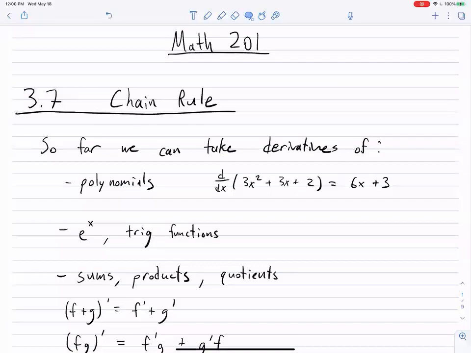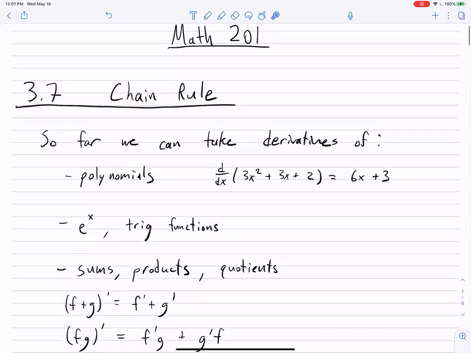Hello, Math 201. Today we get to go over section 3.7, the chain rule, which is another differentiation technique that's a little bit more complicated than the others. So we'll spend a little bit of time on it today, and hopefully with the homework, you'll get a better feel of it.